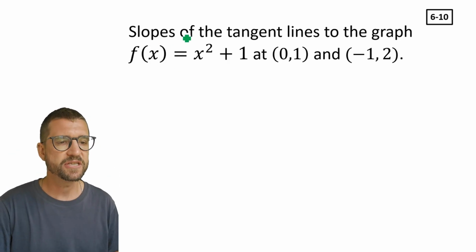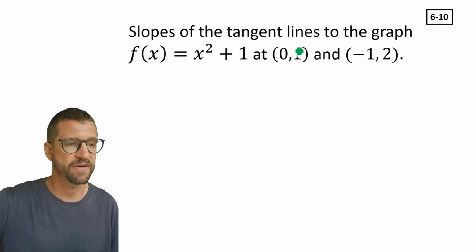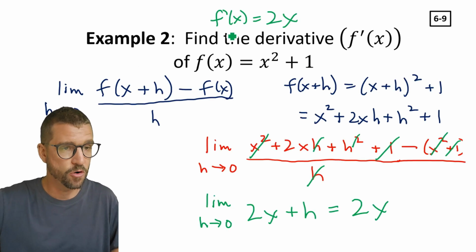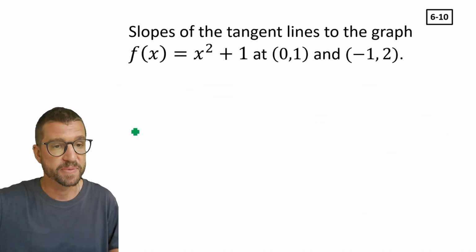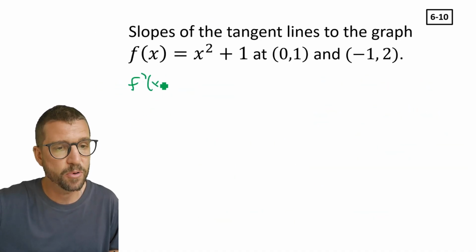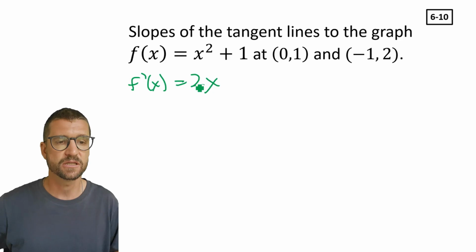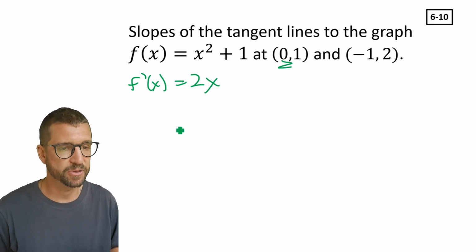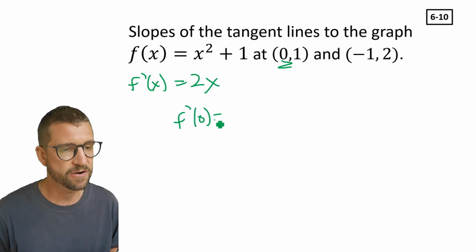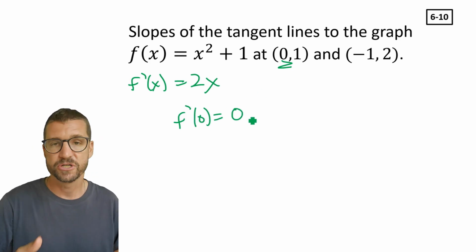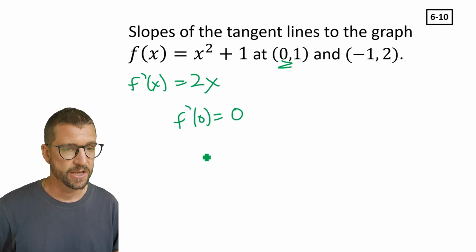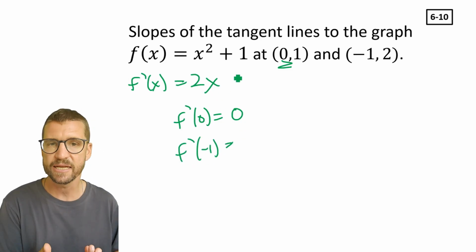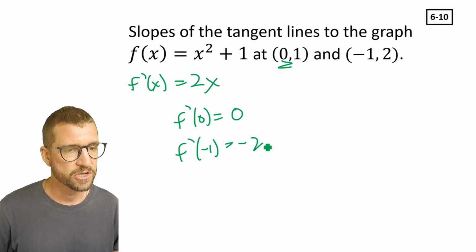Moving along, now let's actually apply this. So let's find the slopes of the tangent lines to this graph at a couple points, all right? So we just saw that the slope, f prime of x, is 2x, which means the slope at any point x we can find using the equation 2x. So for this 0, 1, we just plug in the 0, so f prime of 0 is 2 times 0, which is just 0. All right? F prime of negative 1 is just 2 times negative 1, which is just negative 2. So what does that mean?